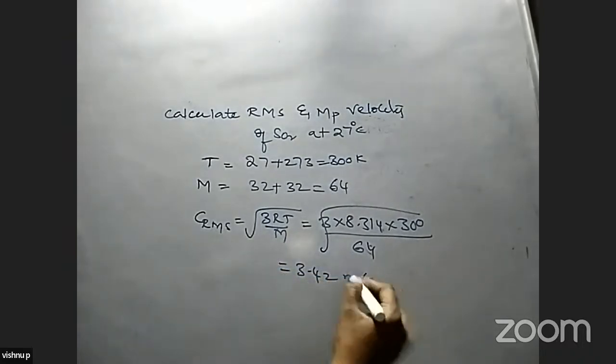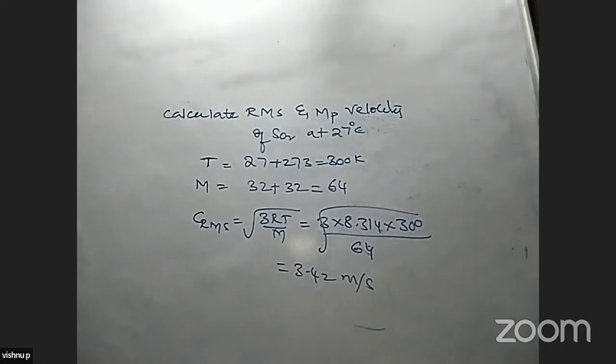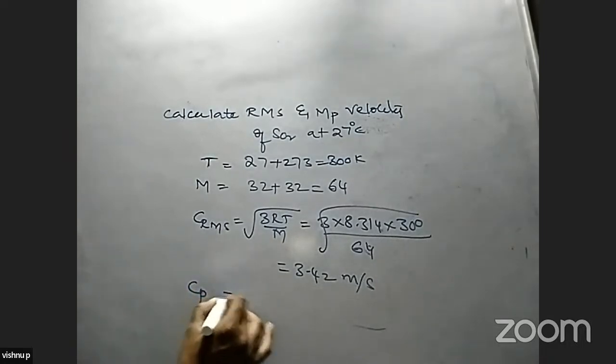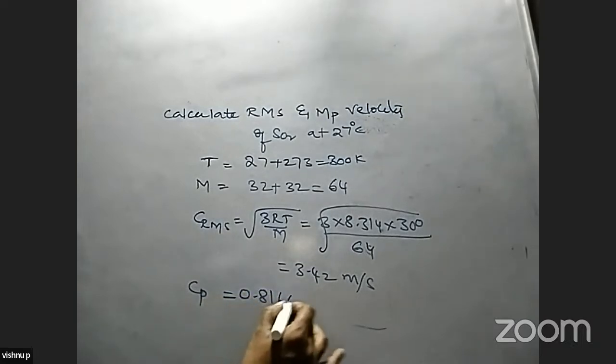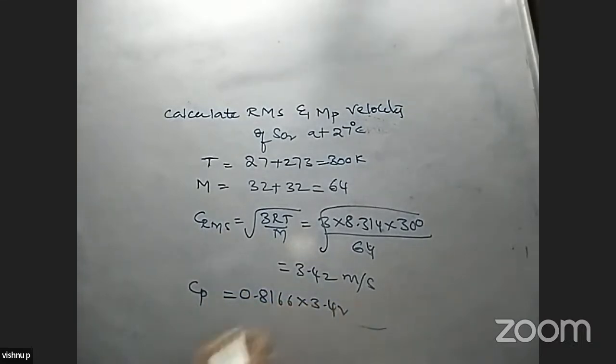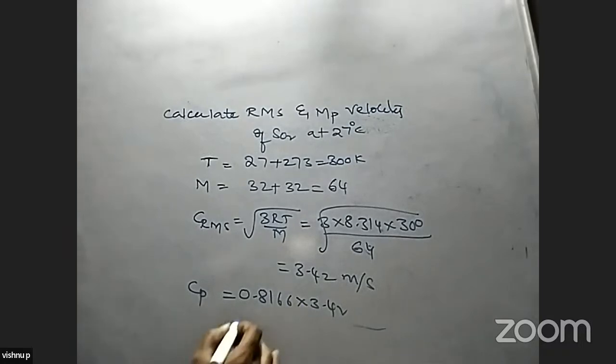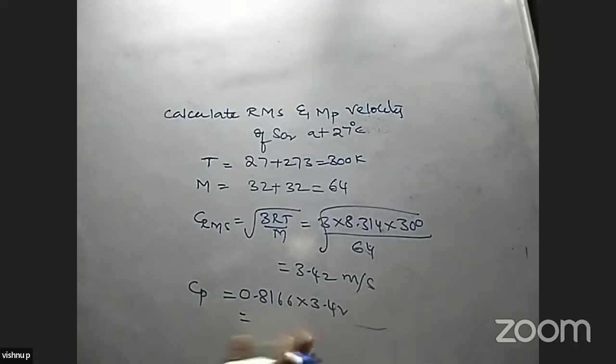So from this, what is the value we get? 3.42, hundreds of meters per second. Whenever we use joules, the distance is indicated in meters. From this, we can now find the most probable velocity. We use the direct formula: 0.8166 into the RMS velocity. From this we get the most probable velocity, some 279 meters per second.